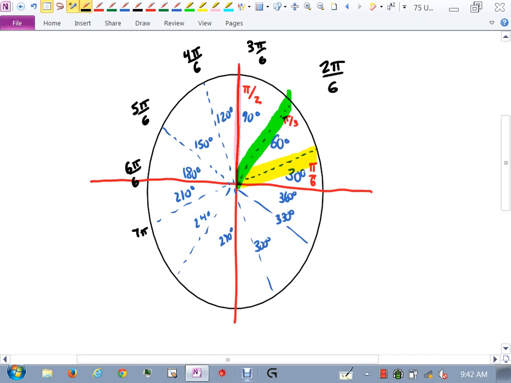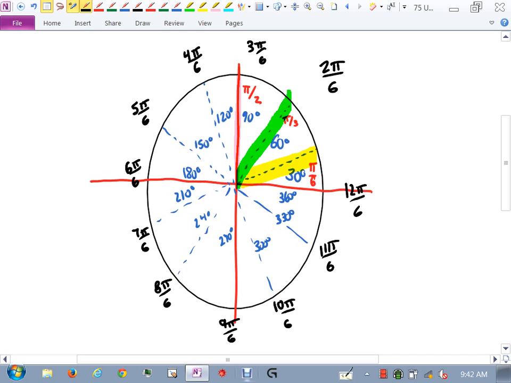Then 7 pi over 6. Then 8 pi over 6. Then 9 pi over 6. Then 10 pi over 6. Then 11 pi over 6. And then 12 pi over 6. Do y'all follow how I did that? Counting around by pi over 6 the whole way? Then you go back, and any fraction that reduces, reduce it.